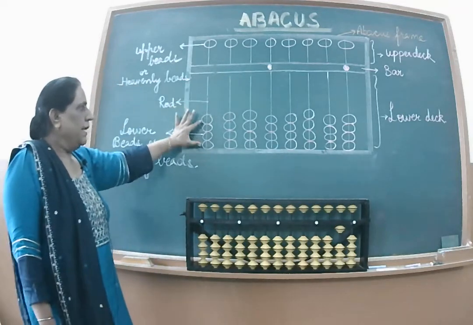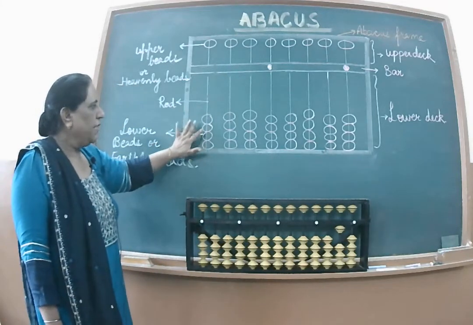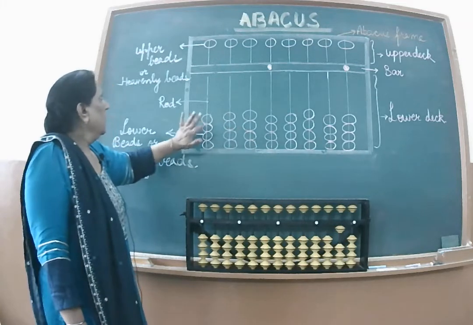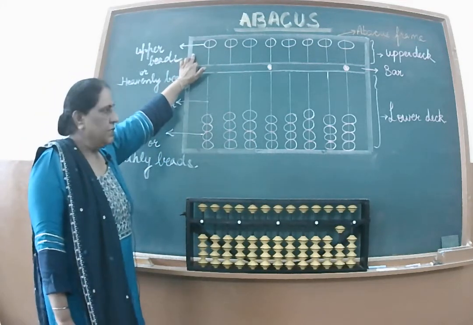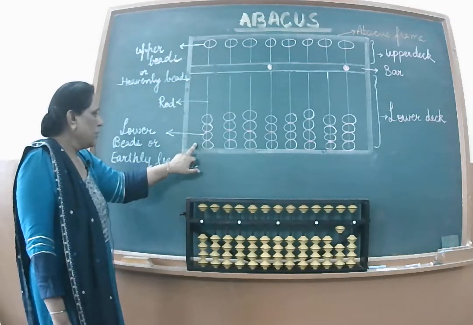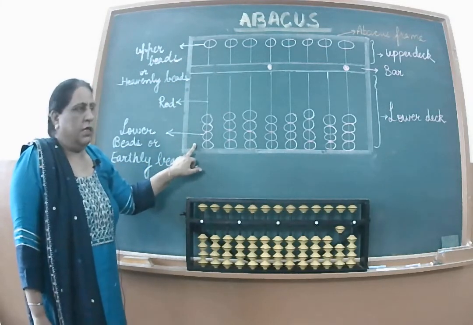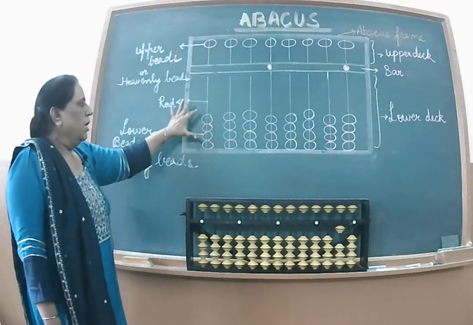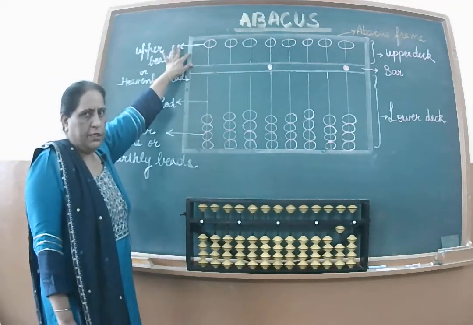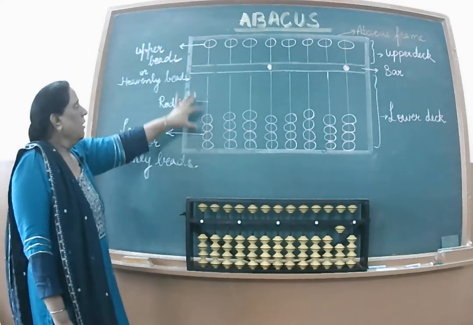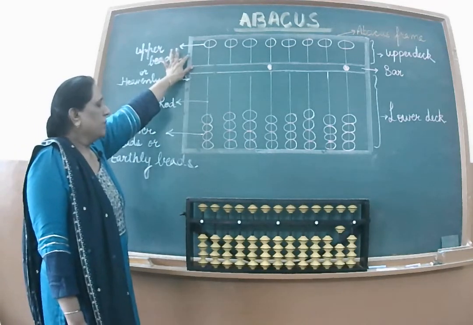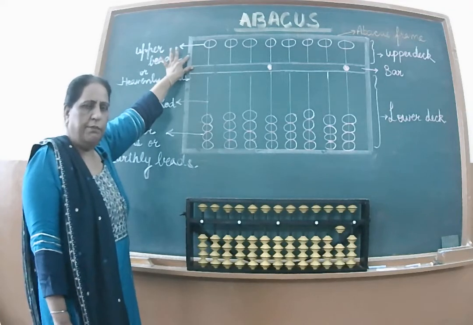Now there are beads. You see these colorful beads. These upper beads are called heavenly beads, and the lower beads are called earthly beads. There are two names for these beads, lower beads or upper beads.